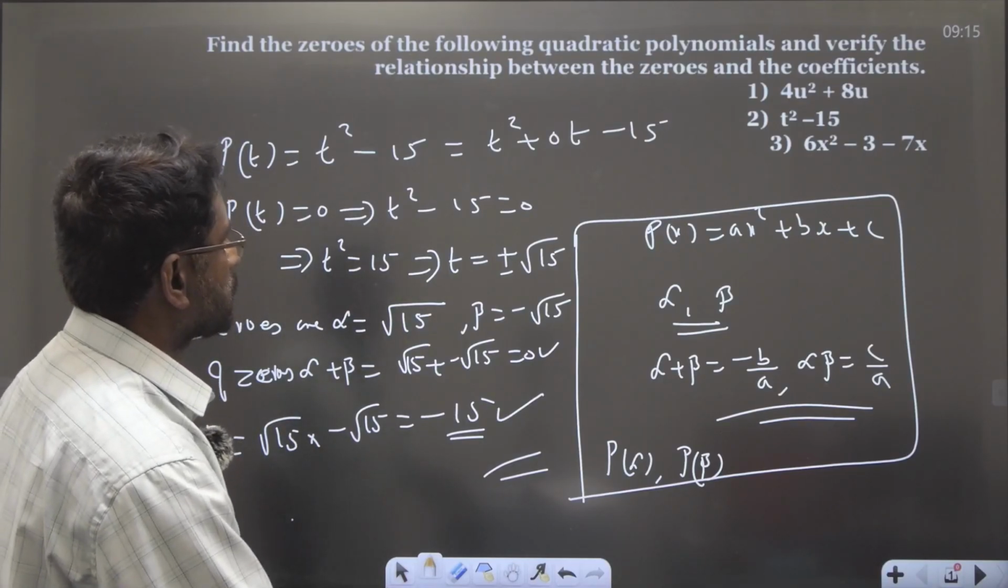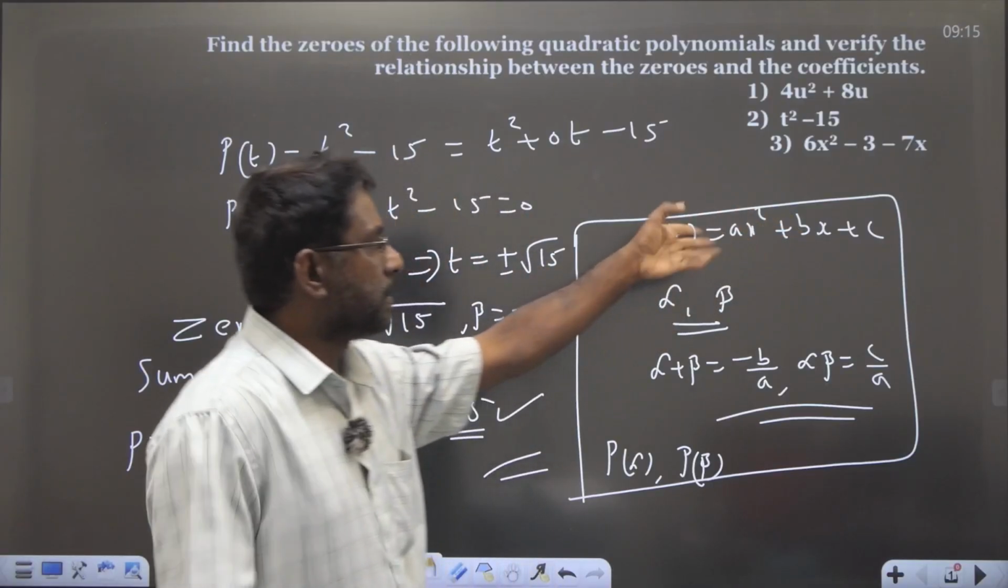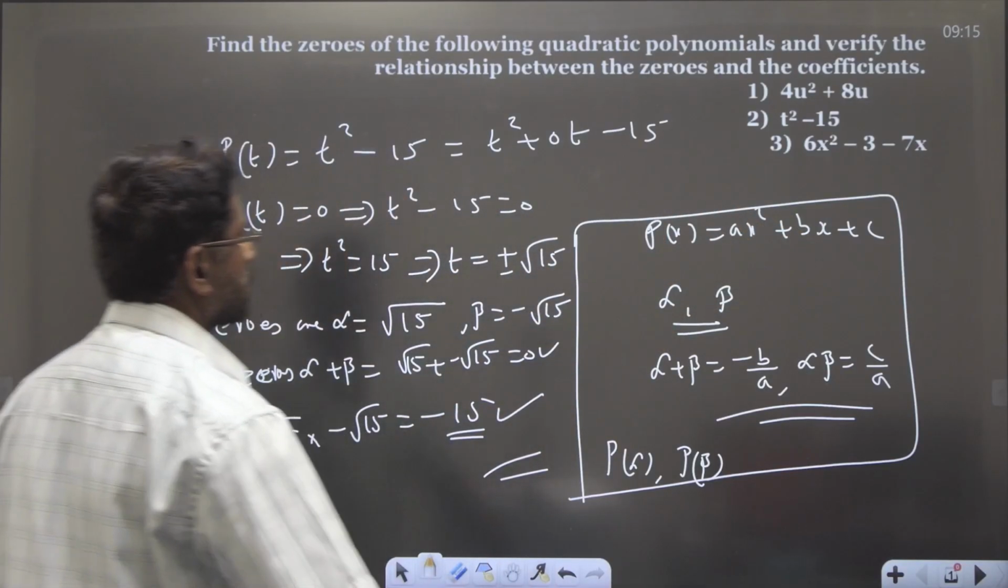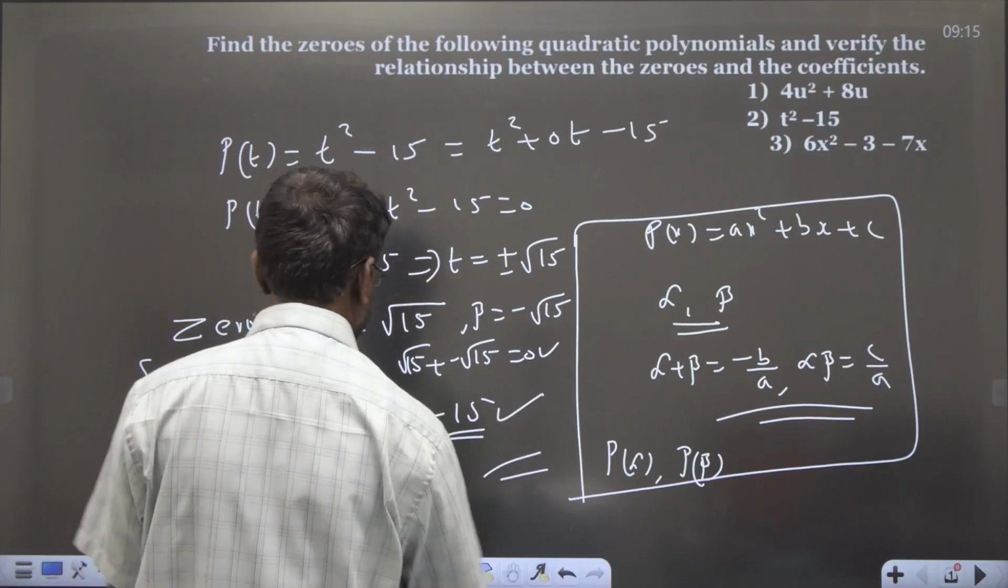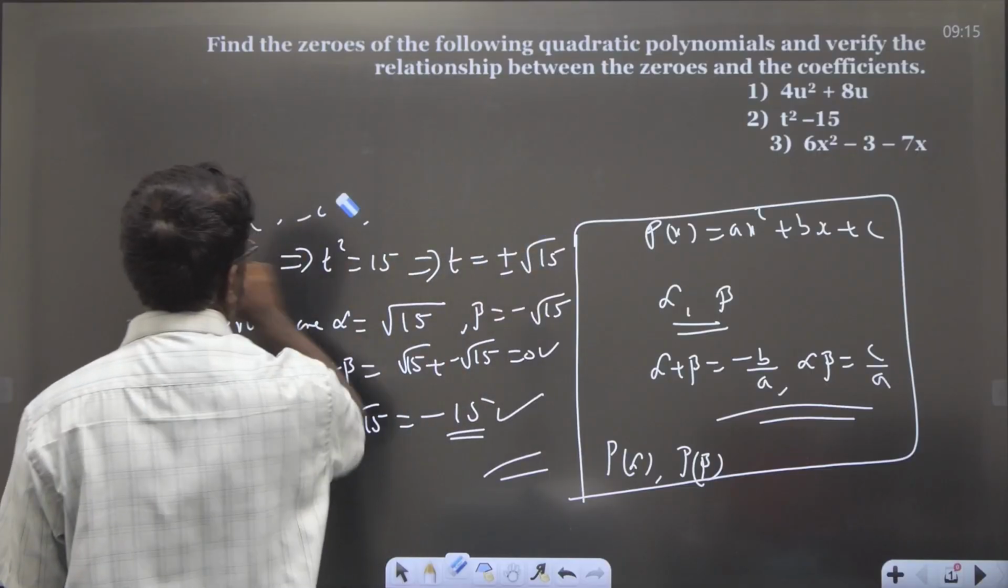Okay, what is the next one? This is a very important question, a repeated question in your board exams. Nearly 4 or 5 times this question has been asked. Okay, 6x square minus 3 minus 7x. How can we find the zeros of this polynomial?